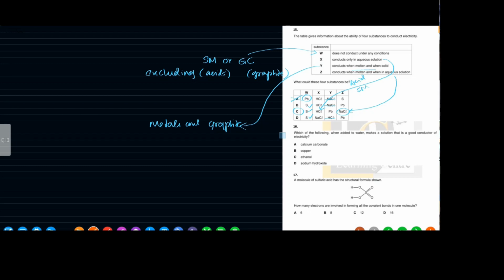16. Which compound added to water makes a solution that's a good conductor of electricity? So something which can give you ions.